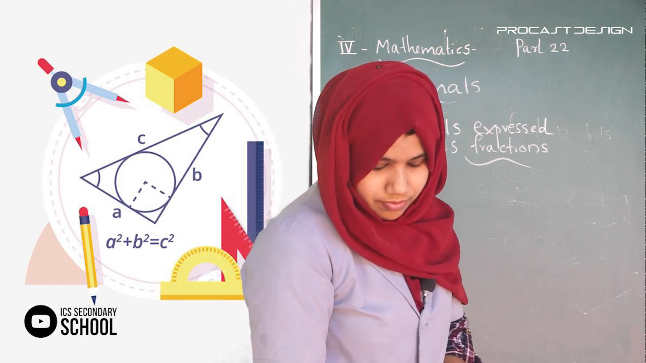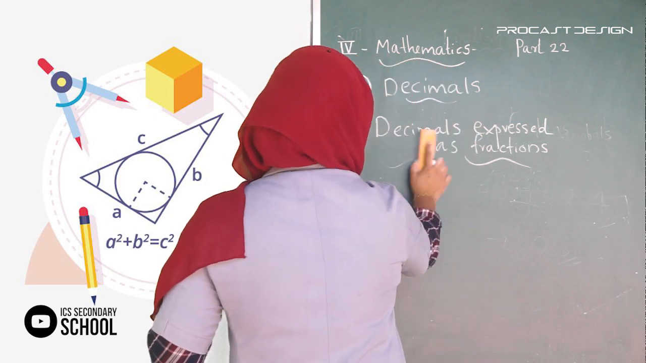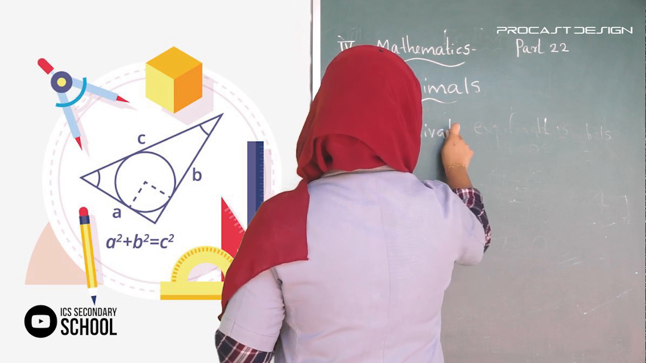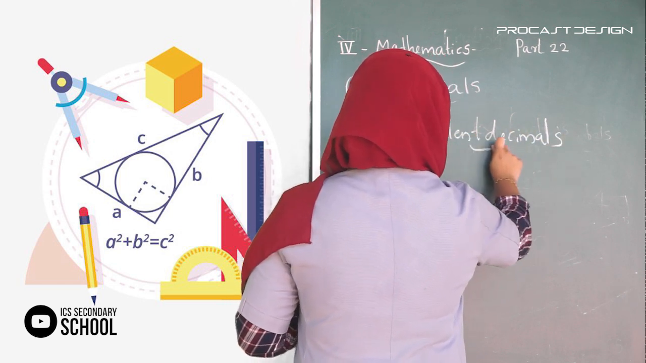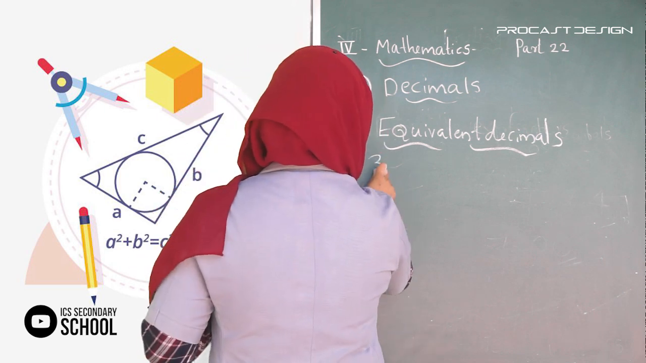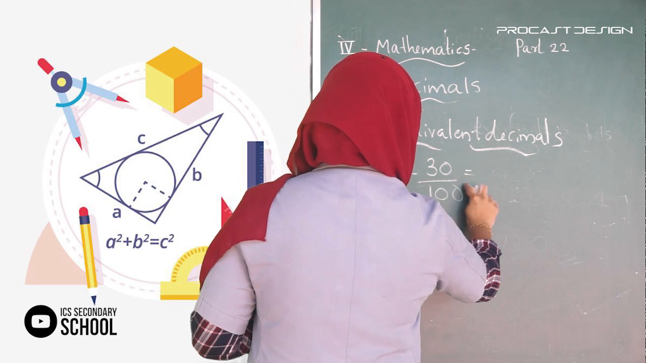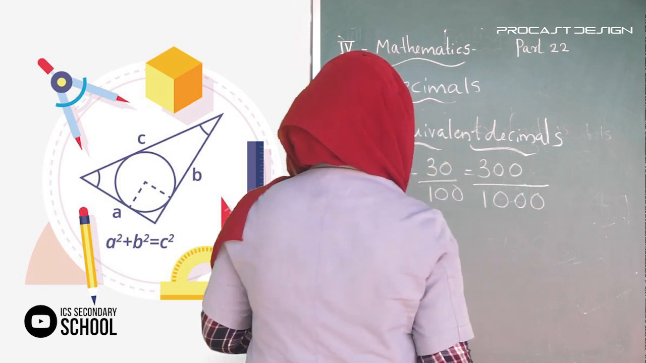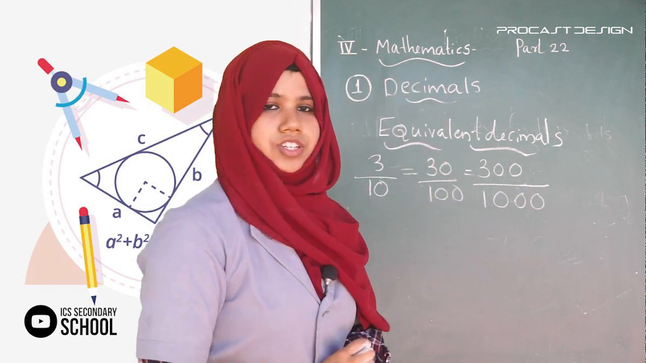So next is equivalent decimals. 3 by 10, 30 by 100, 300 by 1000. These are equivalent fractions.